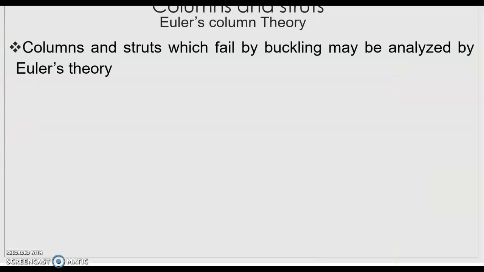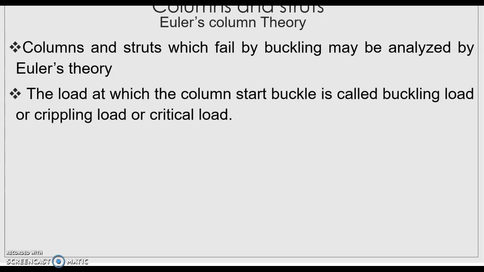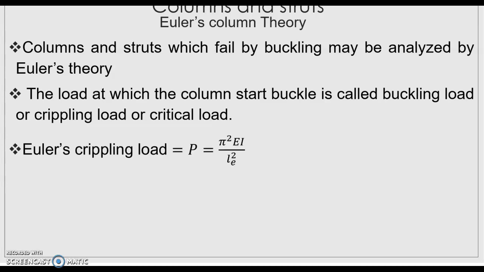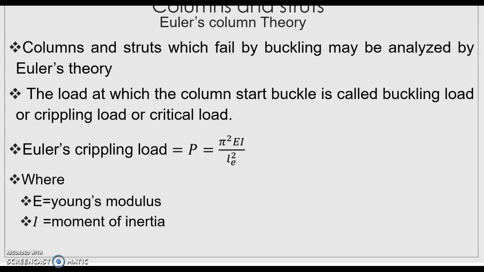Euler's column theory. Columns and struts which fail by buckling may be analyzed by Euler's theory. The load at which the column starts to buckle is called buckling load, crippling load, or critical load. Euler's crippling load P is equal to pi squared EI by LE squared, where E is the Young's modulus, I is the moment of inertia, and LE is the effective length of the column.